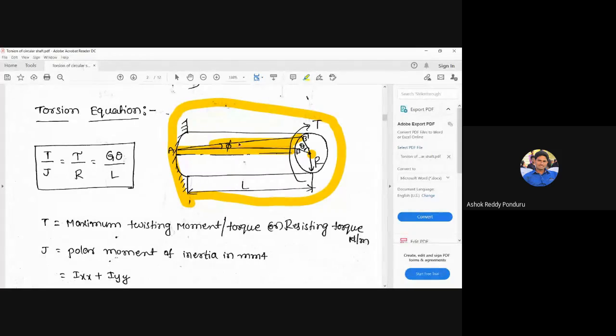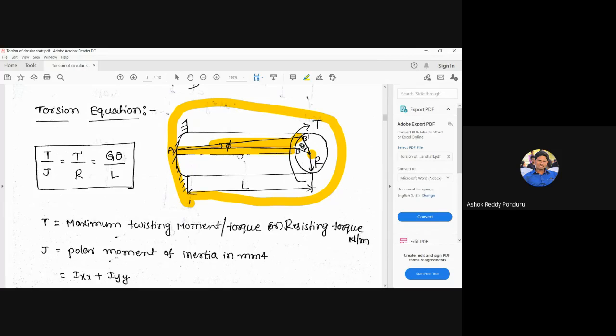We can observe here, what is the difference? Generally, we may get a doubt here. Sir, can you answer what is the difference between angle of twist and shear strain? Yes, we can observe from this diagram. The shear strain is independent of length, whereas the angle of twist depends on length. If the length changes, then the angle of twist theta also changes.